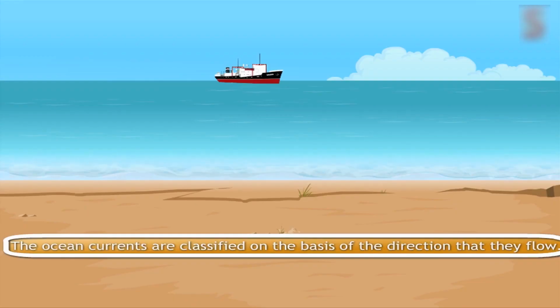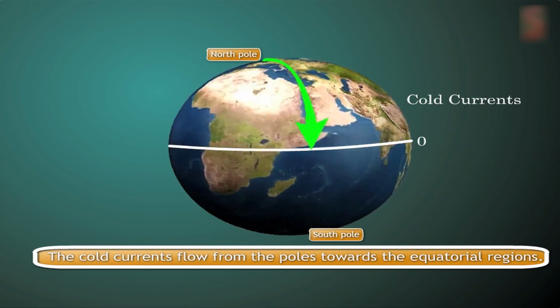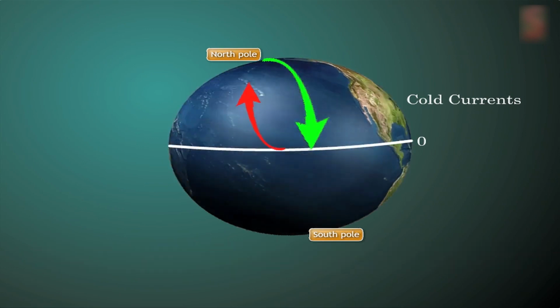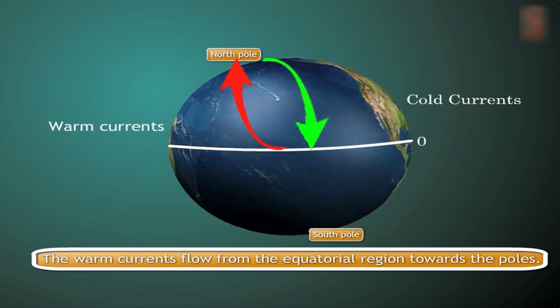These ocean currents are generally classified as two types: warm currents and cold currents. The ocean currents are classified on the basis of the directions that they flow. The cold currents flow from the poles towards the equatorial regions. The warm currents flow from the equatorial regions towards the poles.